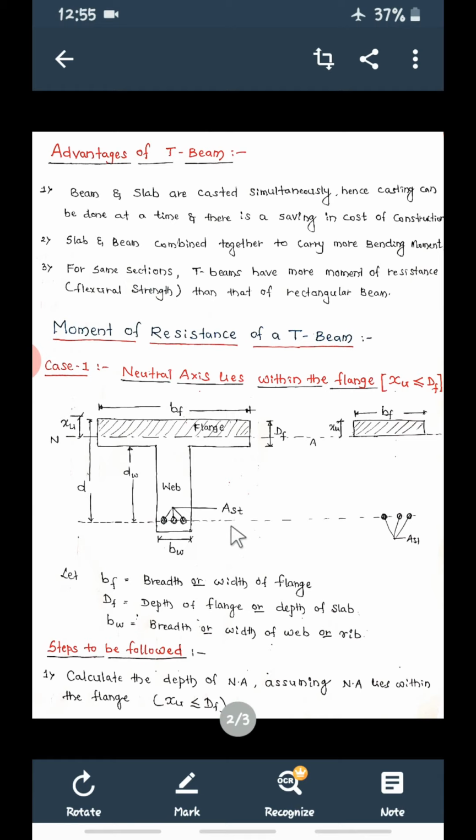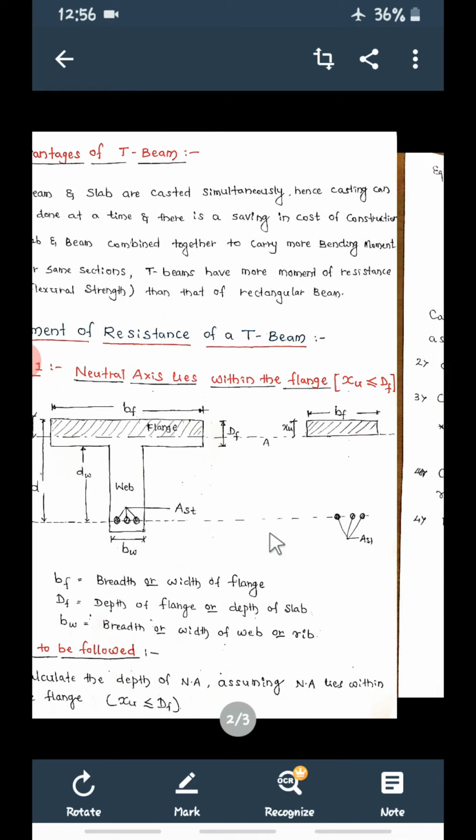Okay. Now what are the steps to be followed? The first step, how to calculate this moment of resistance. The first step is, as usual, you have to calculate the depth of neutral axis, assuming the neutral axis lies within the flange. Let us assume that this neutral axis is inside the flange, meaning XU is less than or equal to DF, this portion.